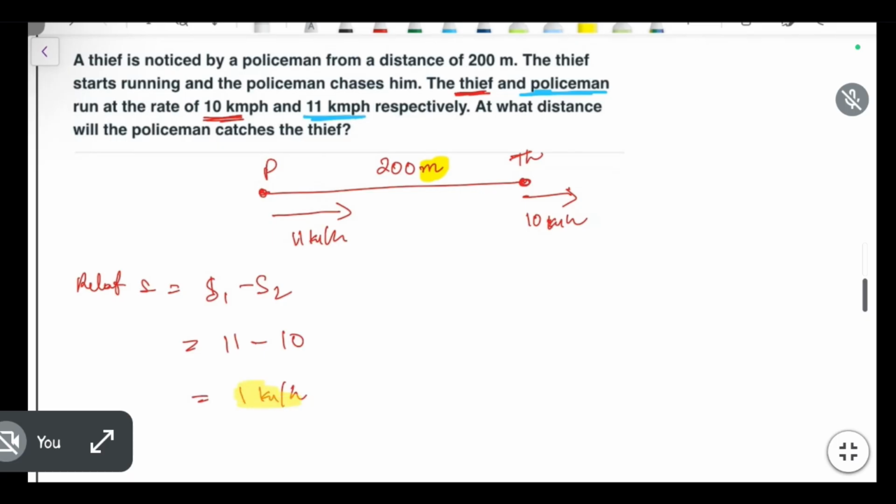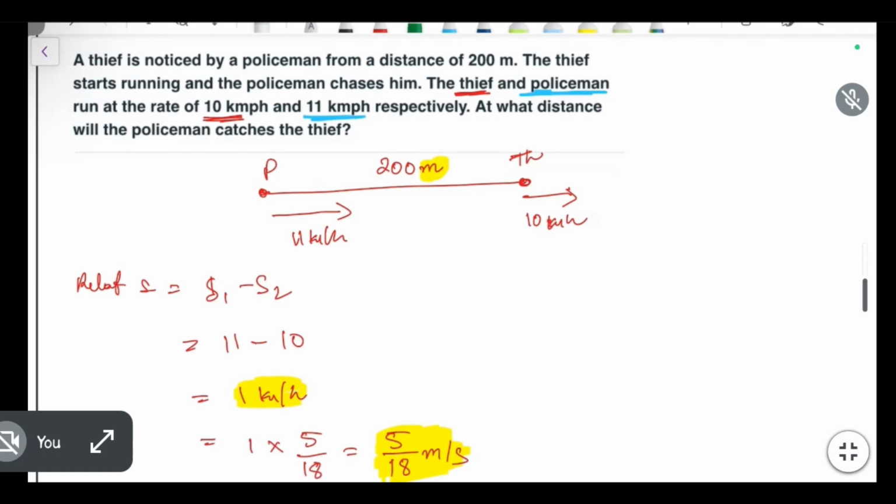So what I'll do is I'll just convert this one in terms of meter per second. Okay, so if I am to convert this to meter per second, 1 into, if you're converting from kilometer per hour to meter per second, we need to multiply by 5 by 18, which is equal to 5 by 18 meter per second. So now we have our relative speed as this one.